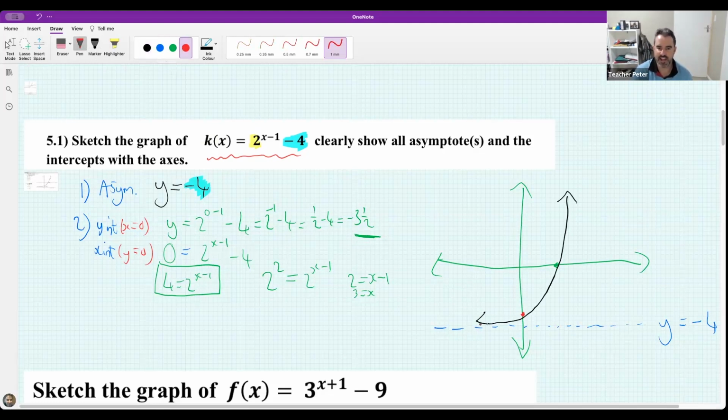I do need to label the values. So I'm going to label that. And I'm going to label this. And I need to label the equation of the function, which is k.